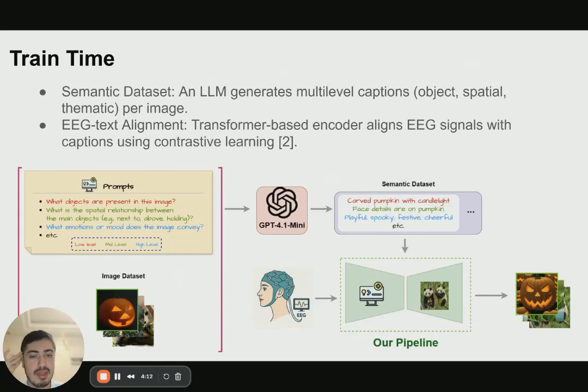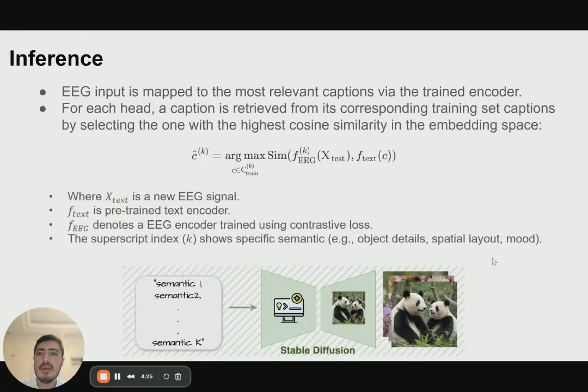And we ask these questions, paired with the image, of an LLM. In our case, it would be GPT-4.1 mini. So we will get a semantic data set, which we will use to train our model and reconstruct the images from the EEG. During inference, we try to find the captions using this.